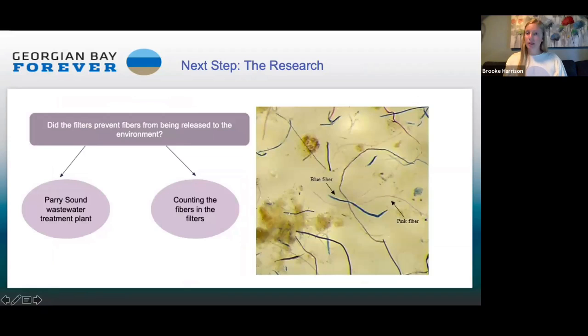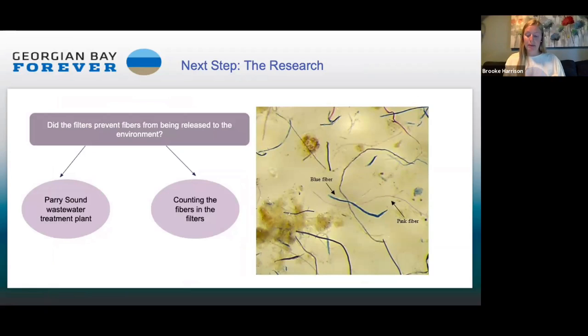So the next step after installing the filters was to see if they worked in the community setting. We had 2 questions to ask. We measured the wastewater treatment plant, and we did this before all the filters were installed to get the base, and then we are continuing to measure it after. And then it also is by counting the fibers in the filters.